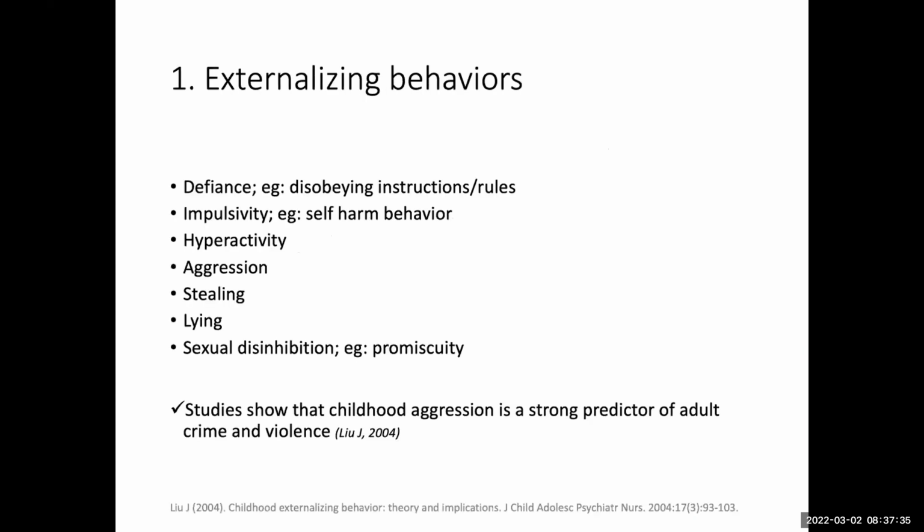Externalizing behaviors is a group of behavior problems that are manifested in children's outward behavior. So meaning it reflects the child negatively on the external or physical environment. So this usually consists of disruptive, hyperactive, and aggressive behaviors. Examples are defiance, impulsivity, hyperactivity, aggression, stealing, lying, and even sexual disinhibition like promiscuity. So all these are outward negative behavior. And studies have shown that childhood aggression is a strong predictor of adult crime and violence.